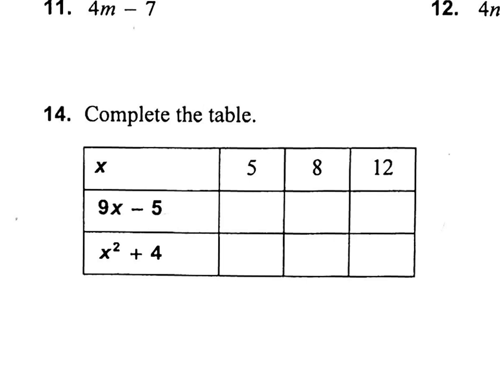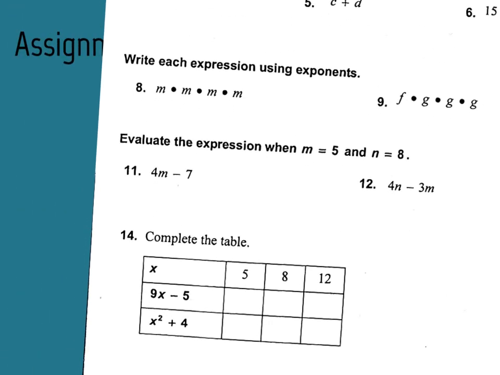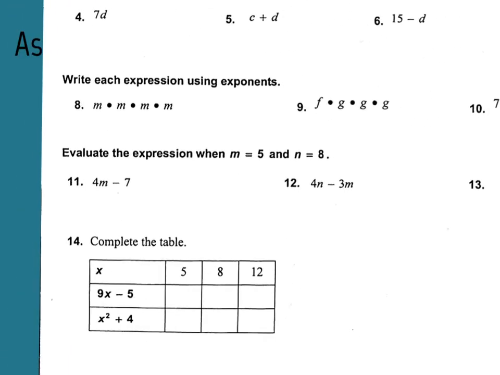So what you're going to do here is x is 5, 8, and 12. So if x is 5 and we plug this 5 in for here, what do you get? If we plug in 8, what do you get? If we plug in 12, what do you get? Again, there's a different expression here. So plug in 5, plug in 8, plug in 12, and see what you get and put those answers in those boxes.